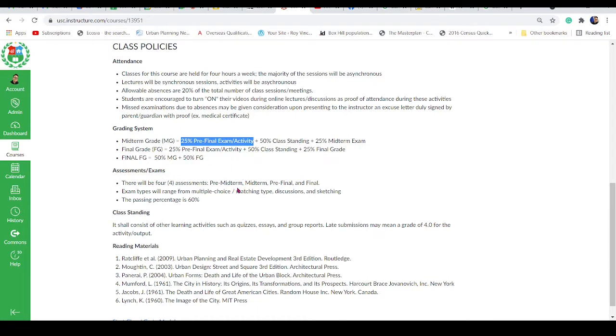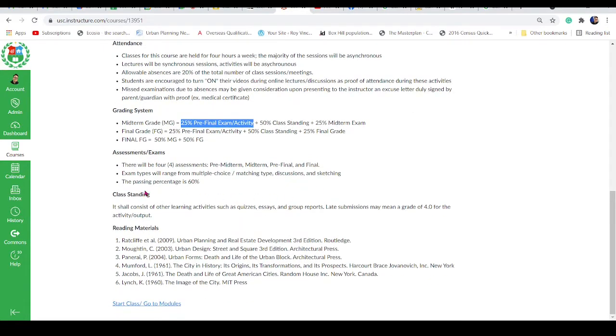So there will be four major assessments: pre-midterm, midterm, pre-final, and final, same as last sem. And the passing percentage is 60%. This is for our pre-midterm, midterm, pre-final and final exams or activities.